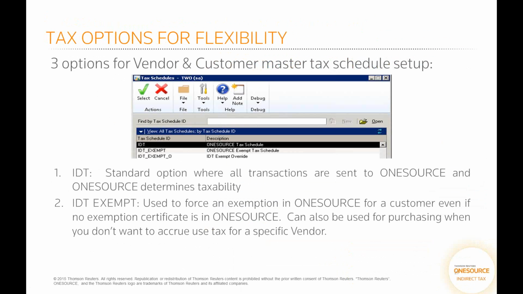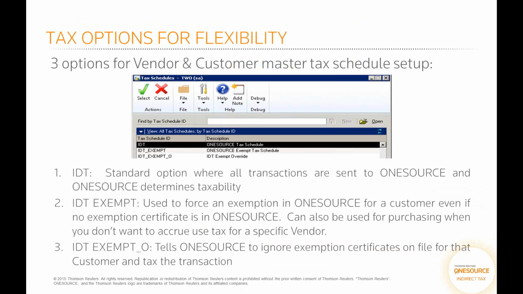The second setting, which is IDT exempt, this could be used when a component, or a customer rather, may not have an exception certificate on file yet, and you need to manually override the sales tax. And the third one, which is IDT exempt O, does the opposite than the previous one. It is used to ignore exception certificates and tax the transaction.